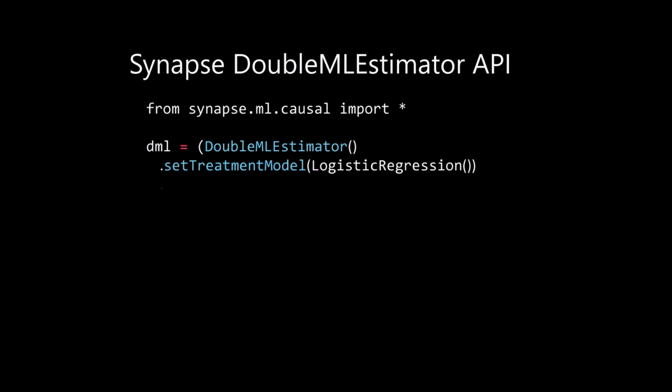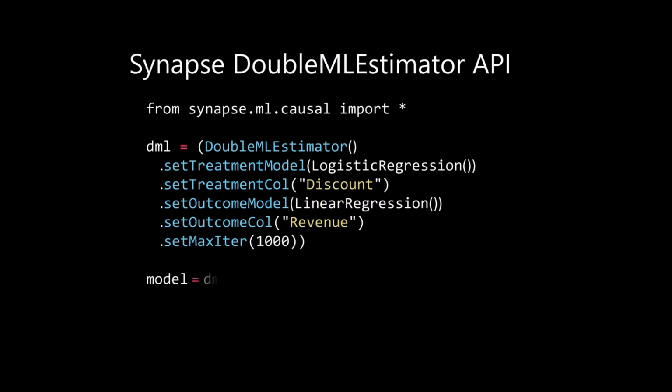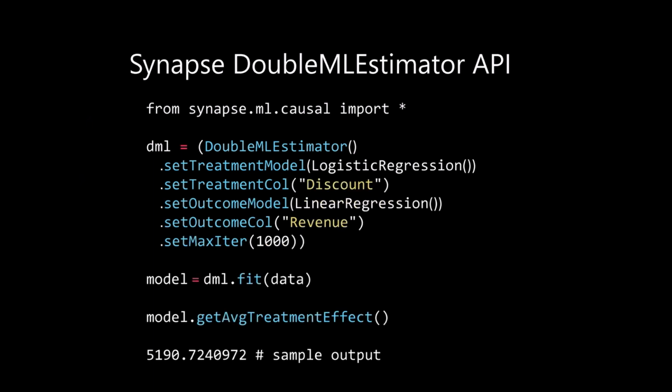DoubleMLEstimator, from its API, you can see why it's called DoubleML. The user simply defines two models, the treatment model and the outcome model. And the DoubleMLEstimator will do the heavy lifting for you, completing as many iterations of ATE calculation as you want. In each iteration, it will resample the data and do cross-fitting with those three DoubleML steps we mentioned earlier. The fit function will return a DoubleML model that you can then get an ATE from, which will be the average of all the iteration results.